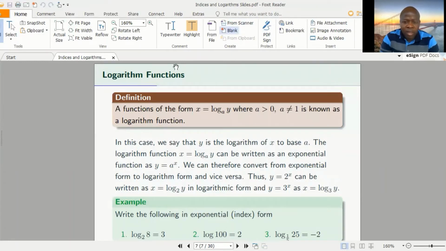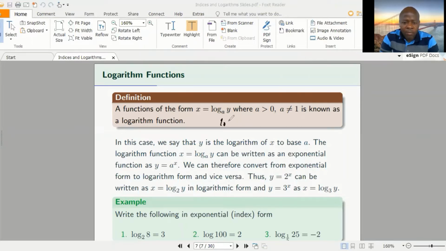Now, logarithms. I begin by defining what a logarithm is. It is a function of this form: the log of y to base a. The important thing about this base is that it must be greater than 0 and it should not be equal to 1.